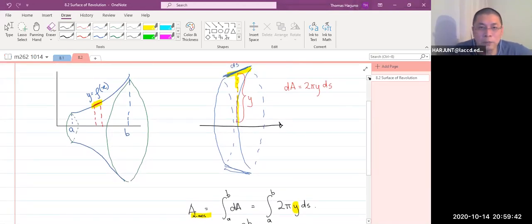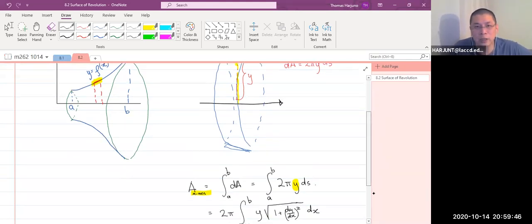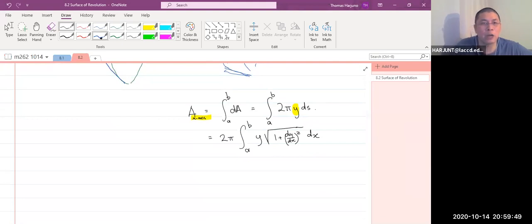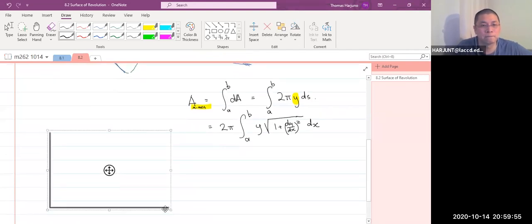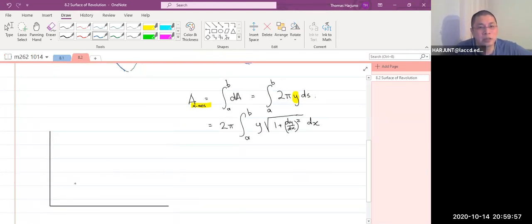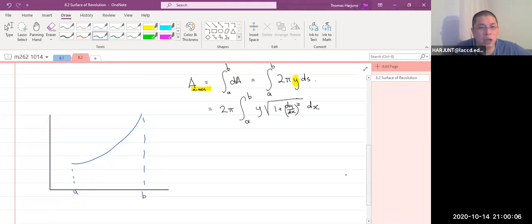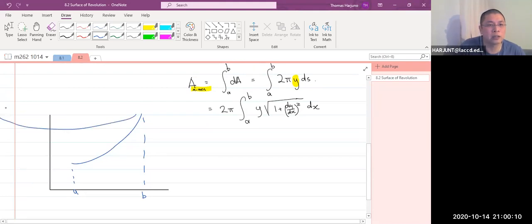That is if you revolve around the x-axis. What if I go the other way around? I revolve that with respect to the y-axis. So again, let's say this is the curve. This is A, this is B. Okay, and I want to revolve that around the y-axis.